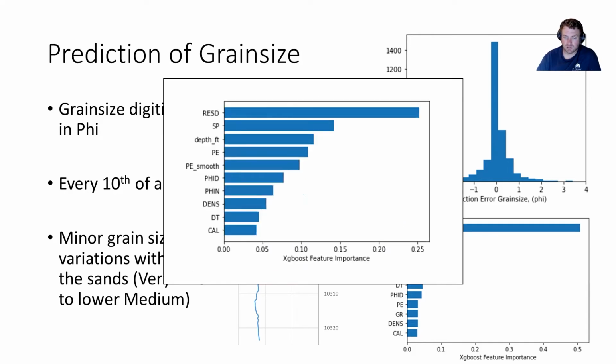Now with that, if you remove both the smooth gamma ray and normal gamma ray from the pool of available curves, the most important well log is deep resistivity, but the accuracy really didn't go down much. So yeah, this deserves more research into why and how many well logs we can remove before accuracy really starts to nosedive.